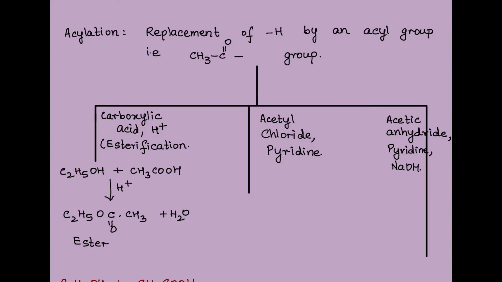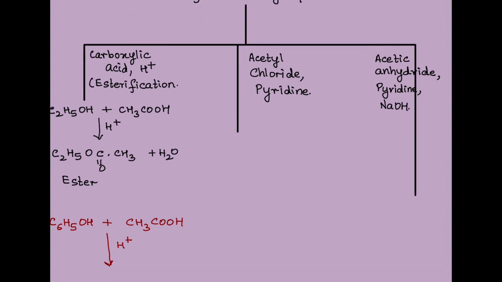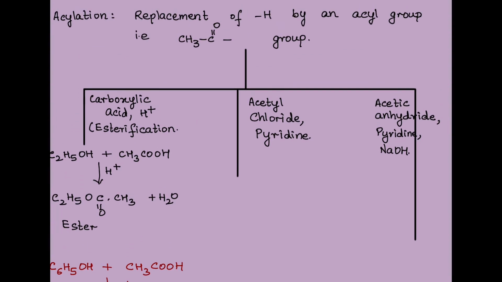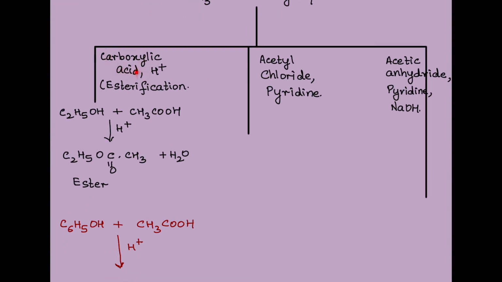So here we've given the definition of acylation, that means replacement of hydrogen by an acyl group. This acylation can be brought about by reacting the alcohol or the phenol with carboxylic acid in the presence of an acid, by reacting with acetyl chloride, CH3COCl in the presence of pyridine as a base, and the third is by treating it with acetic anhydride again in the presence of a base. So how do we go ahead?